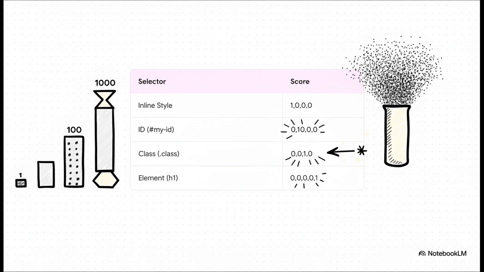It settles this fight with a scoring system called specificity. And as you can see from this chart, it's not just about which rule comes last, it's about weight. It's about power. Think of it like a point system. An ID is worth 100 points, a class is worth 10, and a simple element tag is worth 1. The highest score always wins. So in our little battle, the ID selector, with its 100 points, just completely overpowers the other 2.